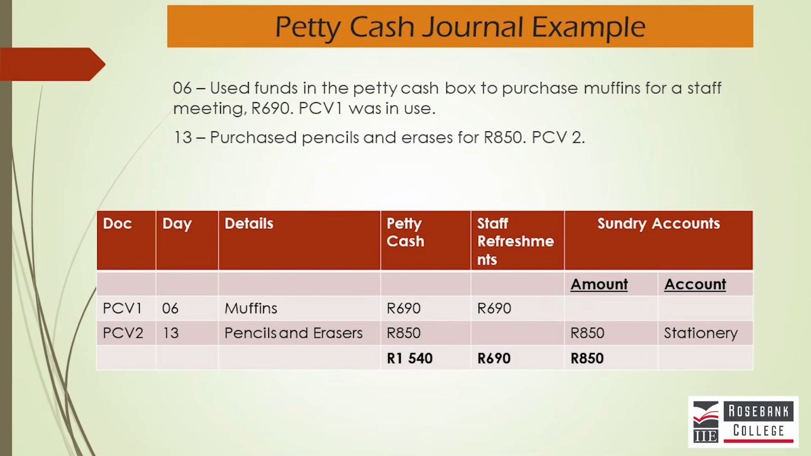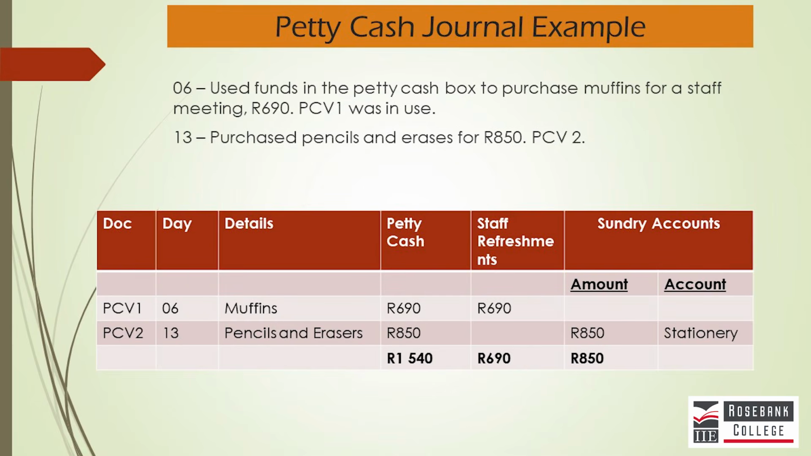One happened on the 6th and says used funds in the petty cash box to purchase muffins for a staff meeting 690. PCV was in use. Day will be day 6. Details, we will have muffins because this is what was purchased. Petty cash 690. Muffins are regarded as staff refreshments and therefore we will record the 690 Rand under staff refreshments.